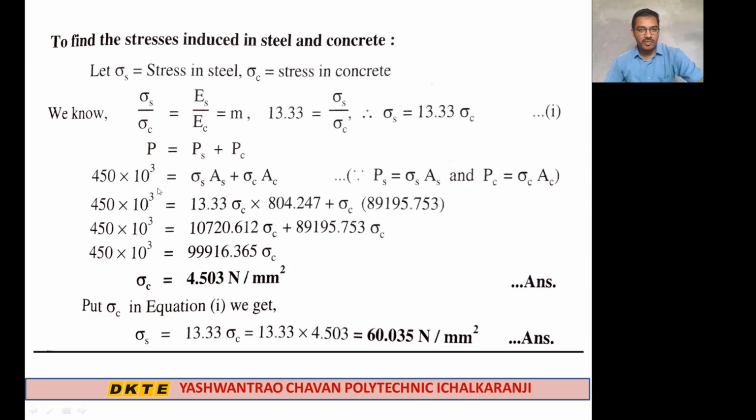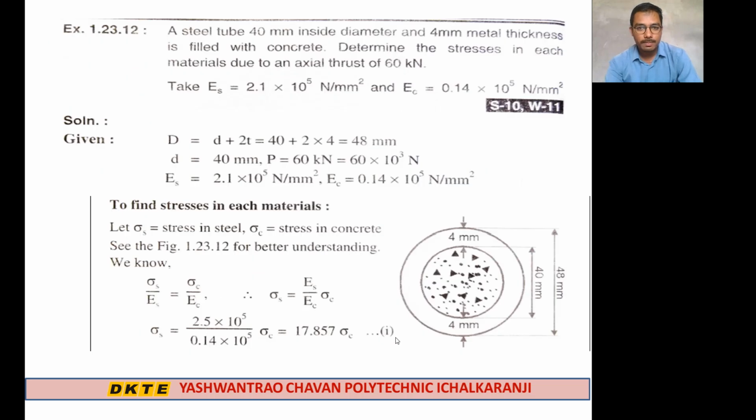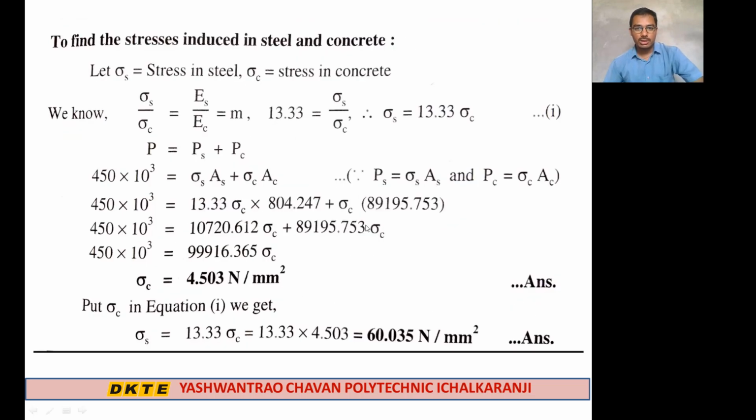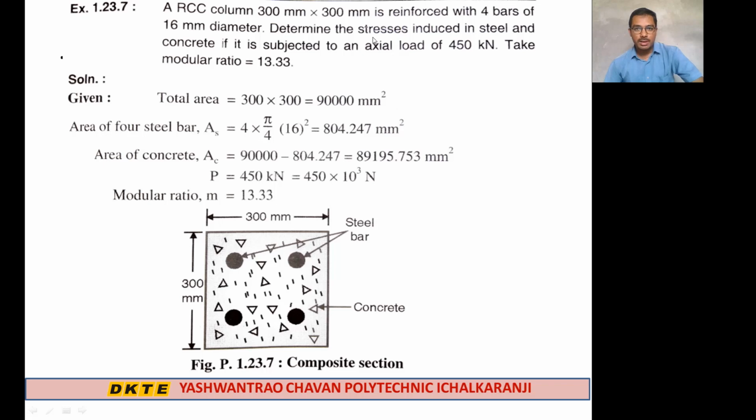Total load is 450 into 10 raised to 3. Sigma S is equal to 13.33 sigma C. Area of steel we have calculated, plus sigma C, area of concrete also calculated. Therefore we will get the value of stress in concrete. Sigma C is equal to 4.503 Newton per millimeter square and therefore stress in steel is equal to 13.33 times sigma C, that is 60.035 Newton per millimeter square. This is the solution. Here what is asked? Stresses. Here load is not asked.